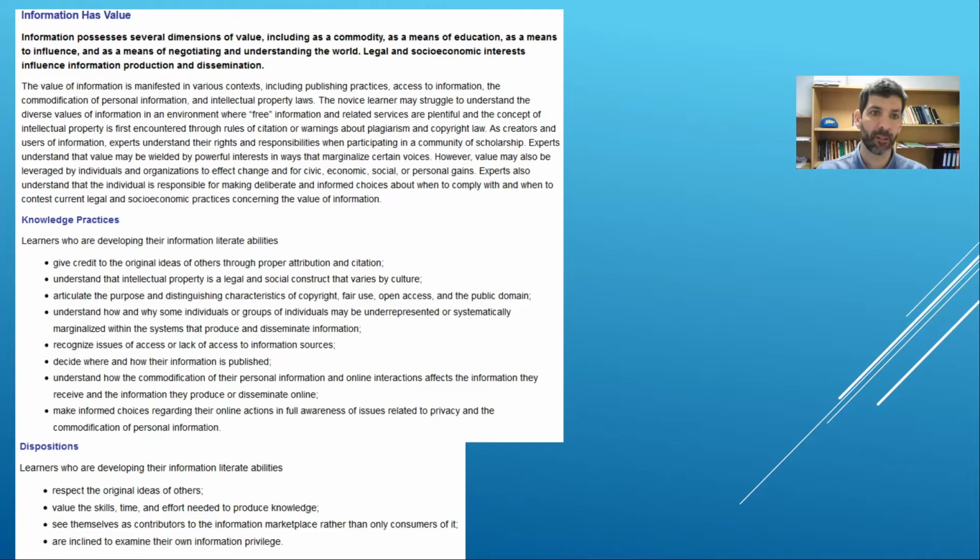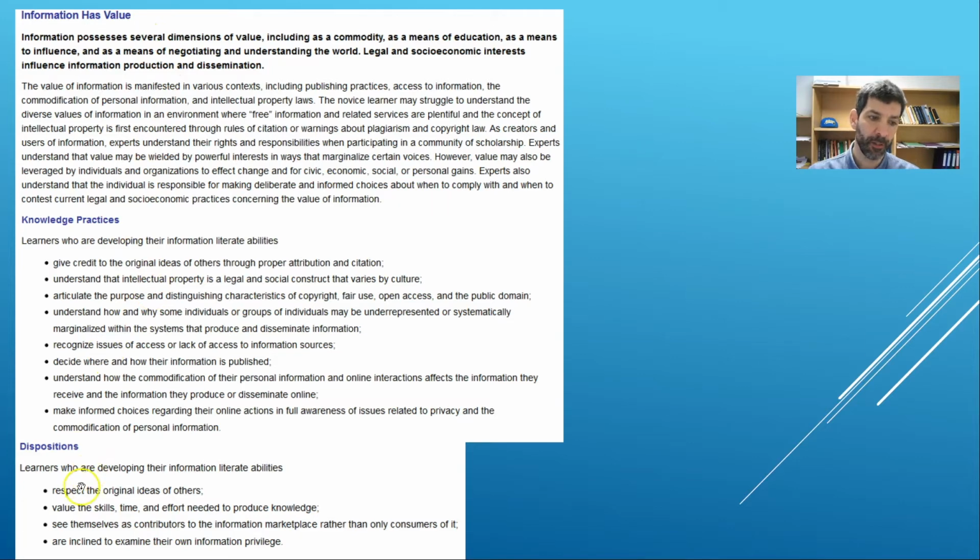Let's look at the actual text from the Framework for Information Literacy for Higher Education to start out with. Okay, so it says information possesses several dimensions of value, including as a commodity, as a means of education, as a means to influence, and as a means of negotiating and understanding the world. Legal and socioeconomic interests influence information production and dissemination. That's a lot to unpack there, and we'll go through some examples that illustrate this.